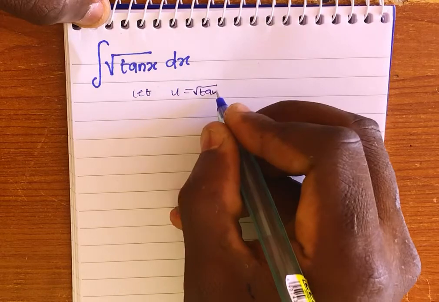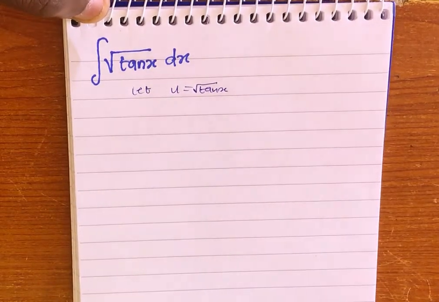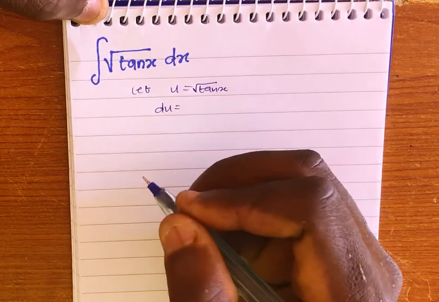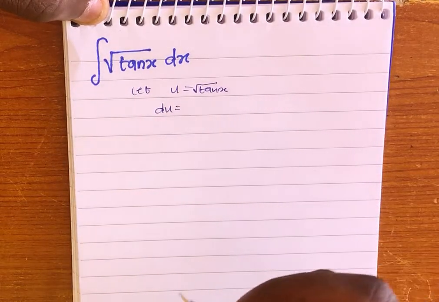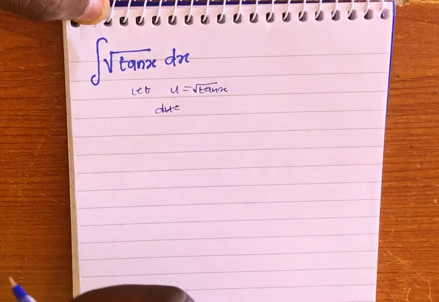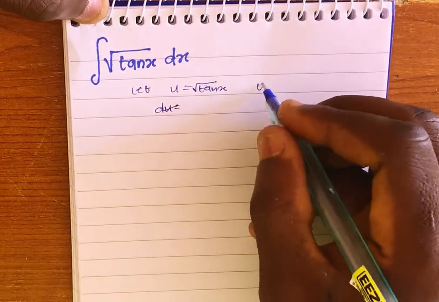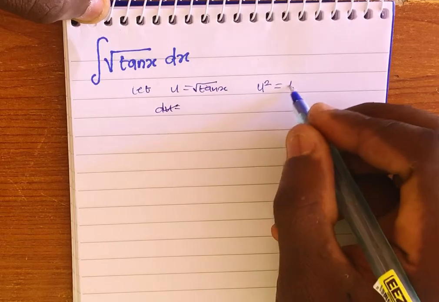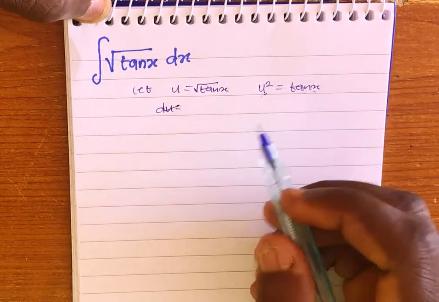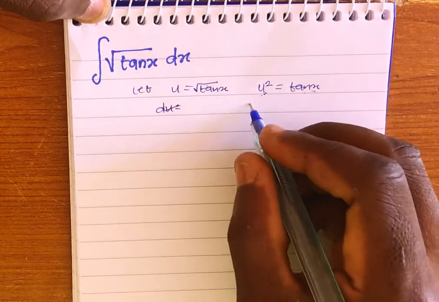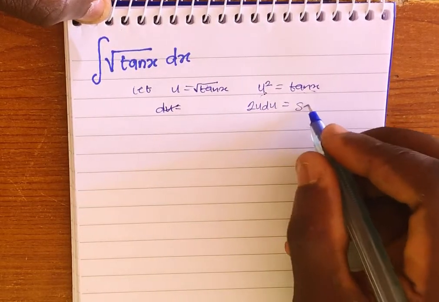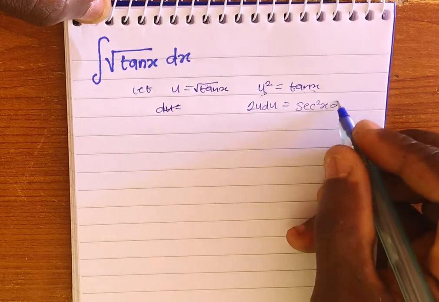Of tan x, right? So that du will be equal to, no, I think we should square both sides first. Let's square both sides to eliminate this. Squaring both sides, we have u squared equals what? Tan x. I think we can now differentiate both sides. Differentiating this, we have 2u du equals, differentiating this, sec square x dx.